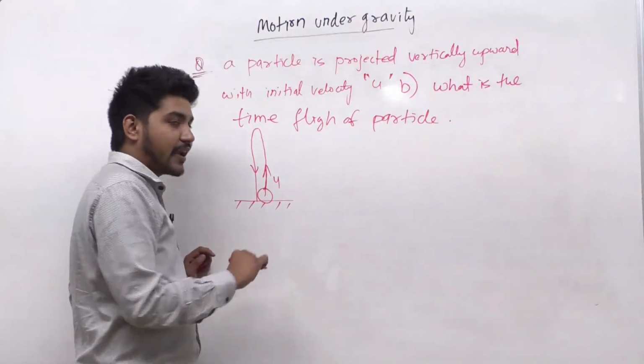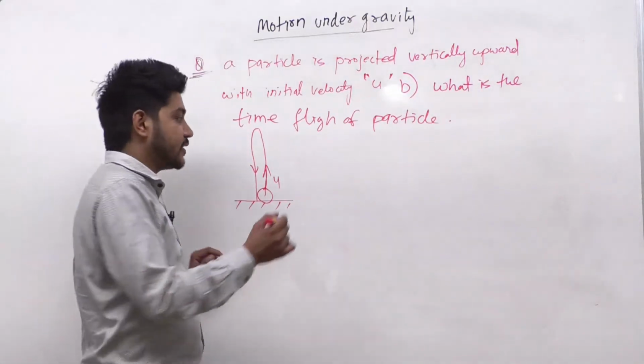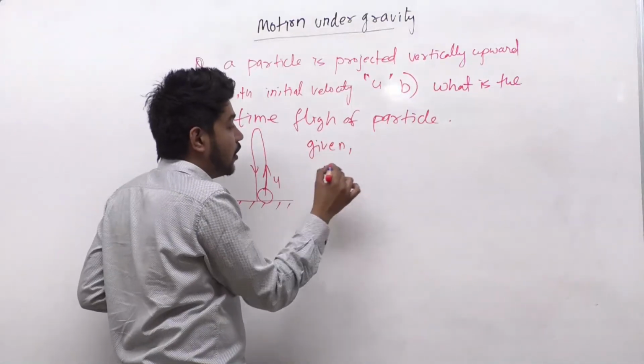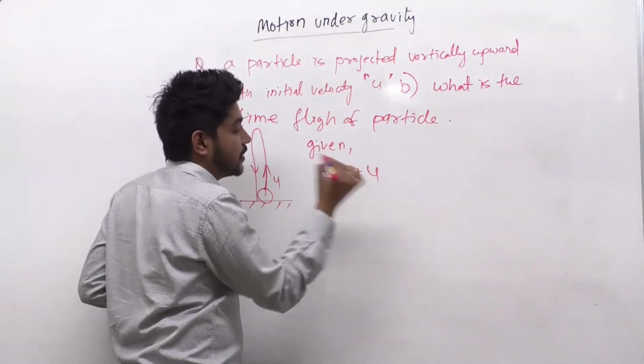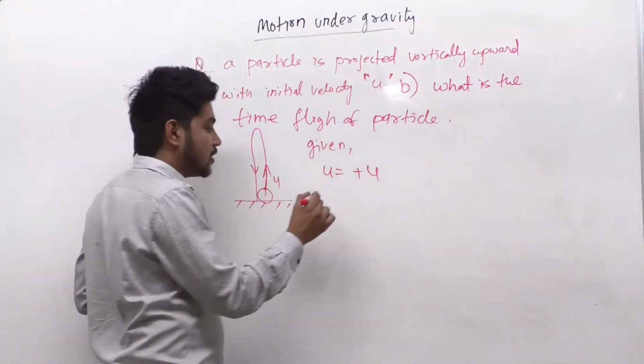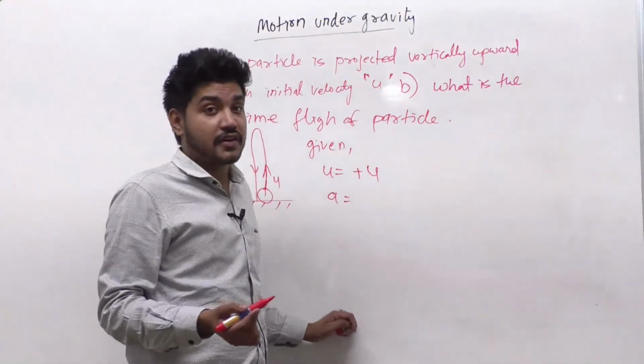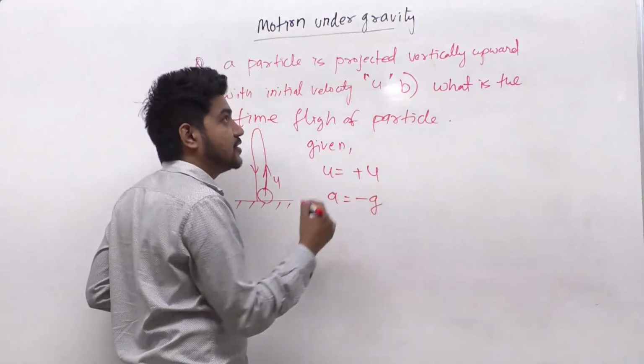So again we'll write what the given values are, right? So given, I'll write over here. The initial velocity is what? u, and it is in which direction? Upward direction, so we'll write that as positive u. Similarly, the acceleration is how much? Acceleration always acts in the downward direction, so we'll write that as minus g, right?